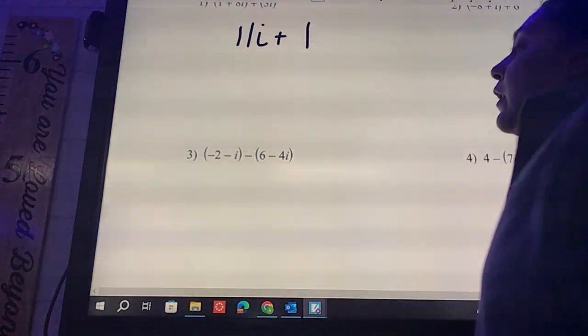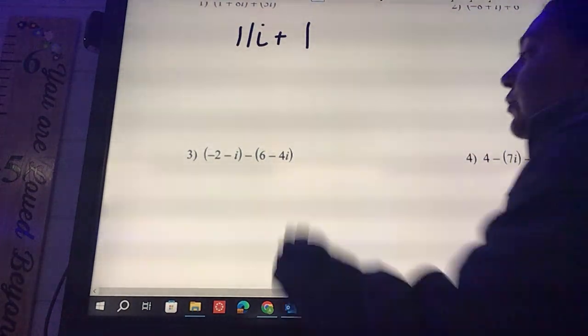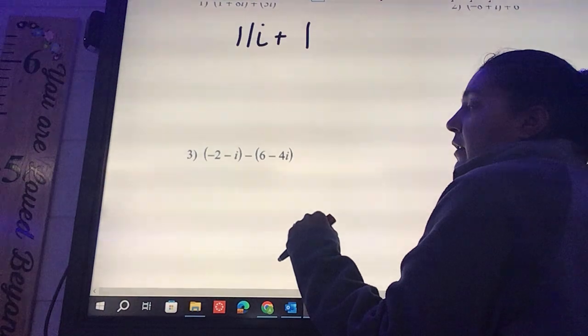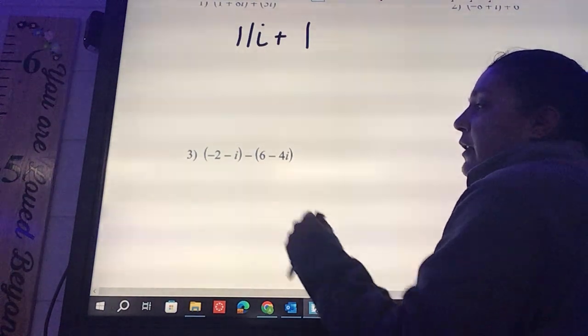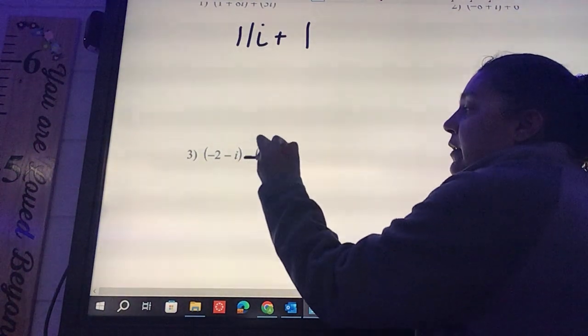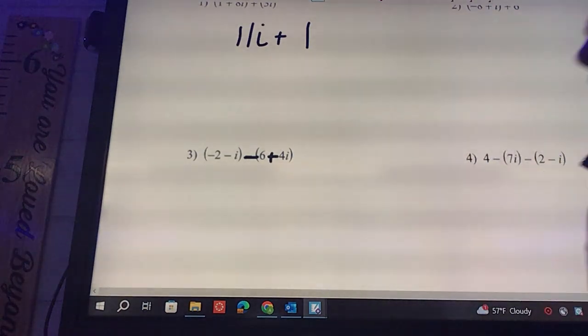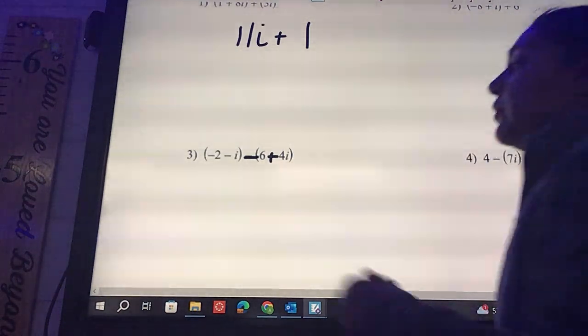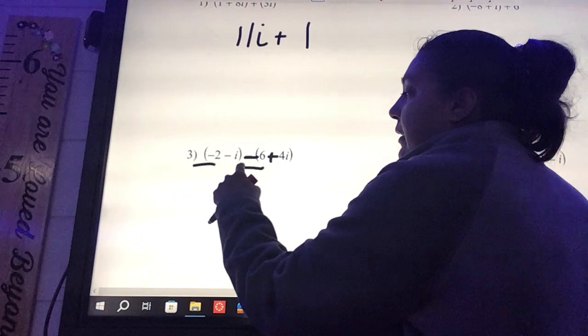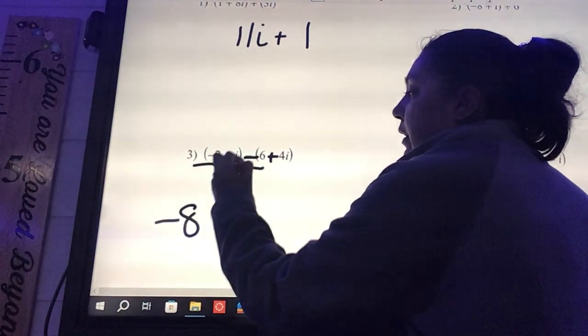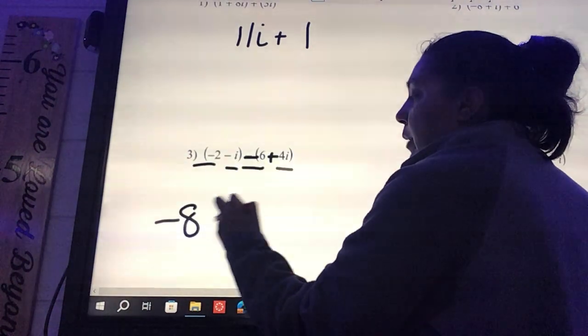Sorry. Okay, for these, we need to distribute and change the signs in all of the second one, and then you can add them together. So this is going to be a -6 and a +4, and so now we can combine. Okay, so -2 minus 6 is going to be a -8. -1 plus 4 is a positive 3i.